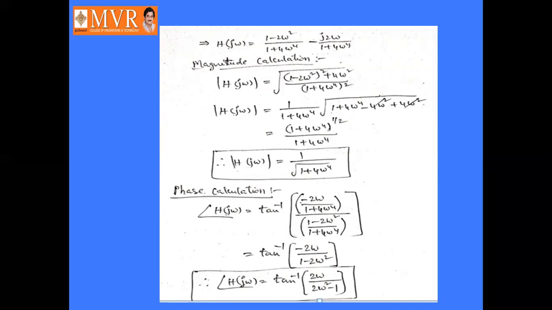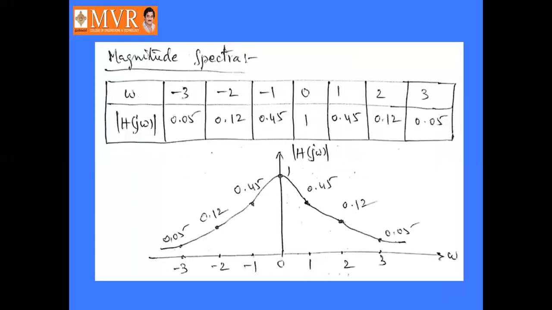Then again we are coming to calculate the phase calculation, angle of h of j omega, that is nothing but tan inverse imaginary part by real part. Here the imaginary part is minus 2 omega by 1 plus 4 omega power 4, and real part is 1 minus 2 omega square by 1 plus 4 omega power 4, so that it will become tan inverse minus 2 omega by 1 minus 2 omega square, or we can write this as angle h of j omega is equal to tan inverse 2 omega by 2 omega square minus 1.